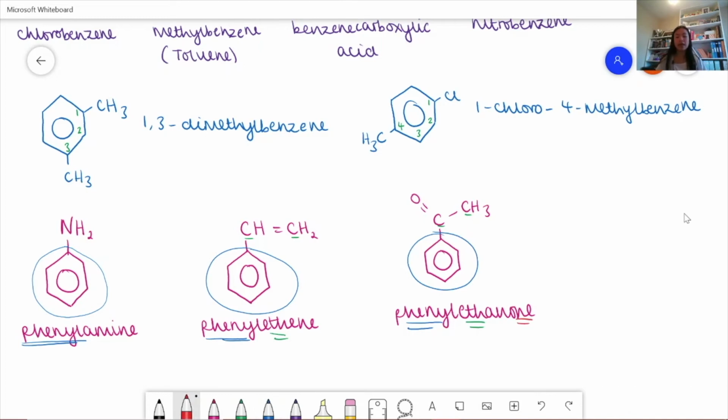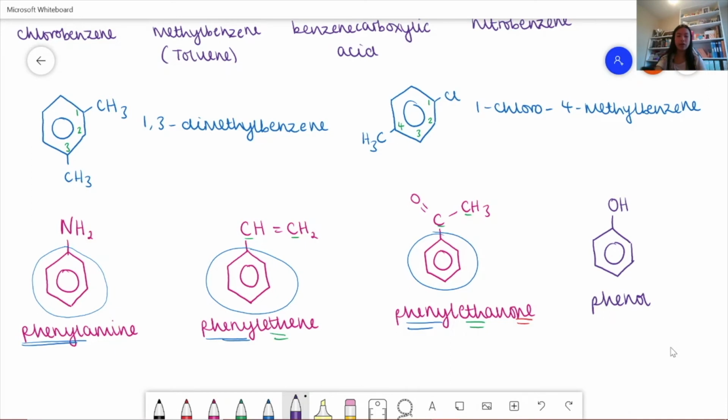As well as all these examples, there is a really important example that we need to look at, which is benzene attached to an OH. And this is what we call a phenol. And sometimes this can come up in exam questions. So this is just one that you need to remember.